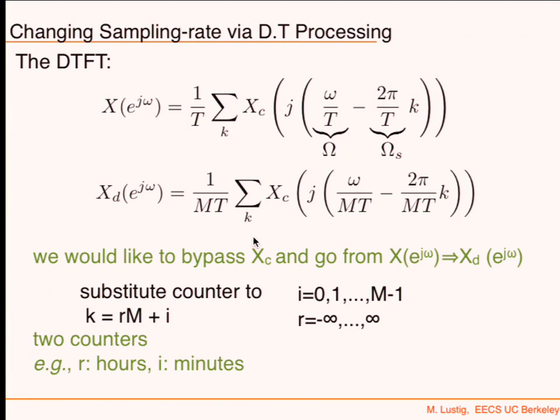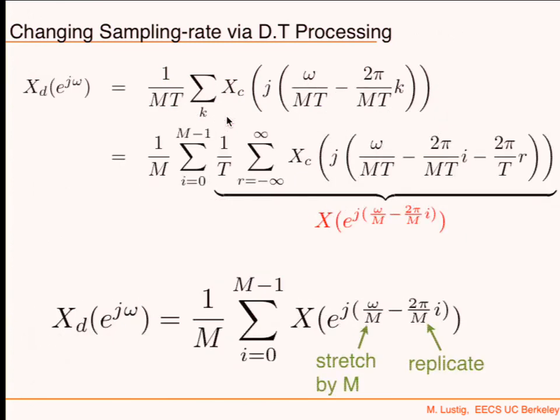The reason I'm doing this is because if I sum over r that way and sum over l that way, I will have a representation that looks something like this, and then on top of that, another sum. That's the idea. Okay, so bear with me now. X_d(e^{jω}) is equal to this, right? So replicas every MT, 1 over MT.